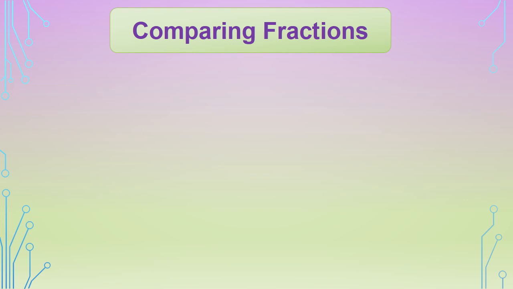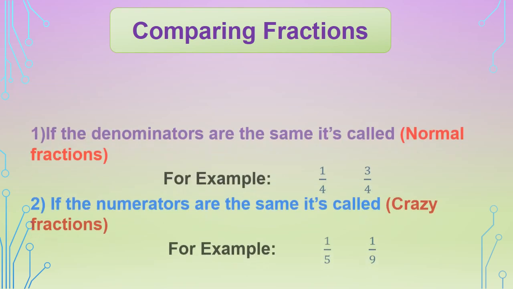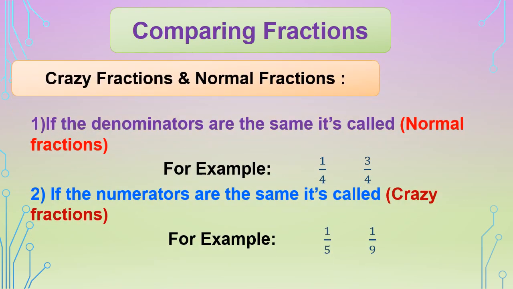Comparing fractions. What about comparing fractions? We have two types, crazy fractions and normal fractions. Number one, if the denominators are the same, it's called normal fractions. Let's remember together, denominators means the number on the bottom, okay? But the numerators means the number on the top.